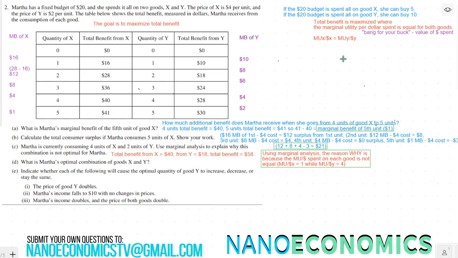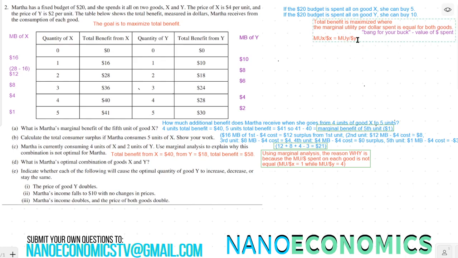Now what we're going to need to do is figure out where we maximize our total benefit. And there's a couple of ways we can do that pretty simply, and we're actually going to do both with this example just to understand it thoroughly. But we could add up all the different possibilities of combinations we could end up buying with our $20 budget and see which bundle of the two goods represents the most total benefit overall.